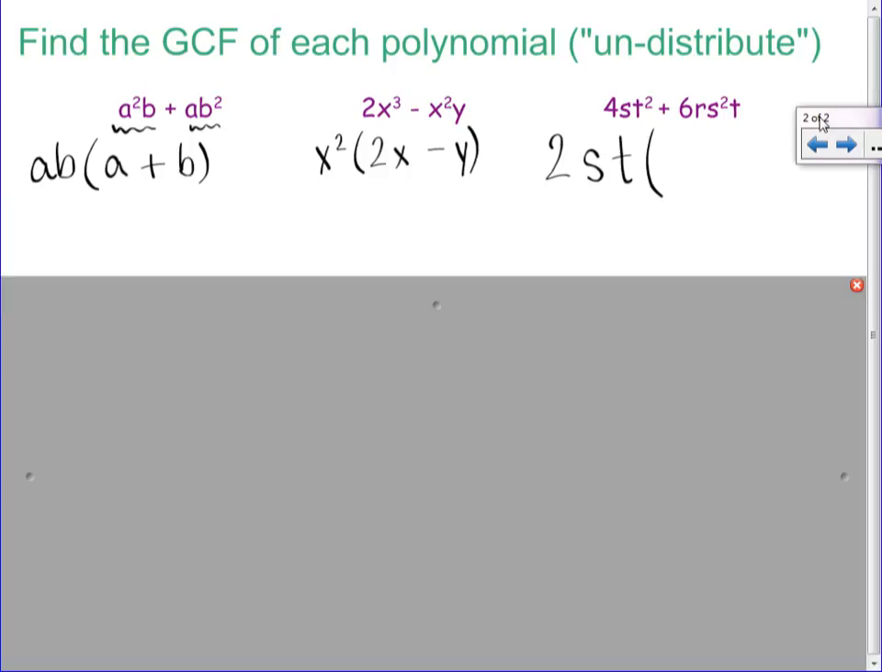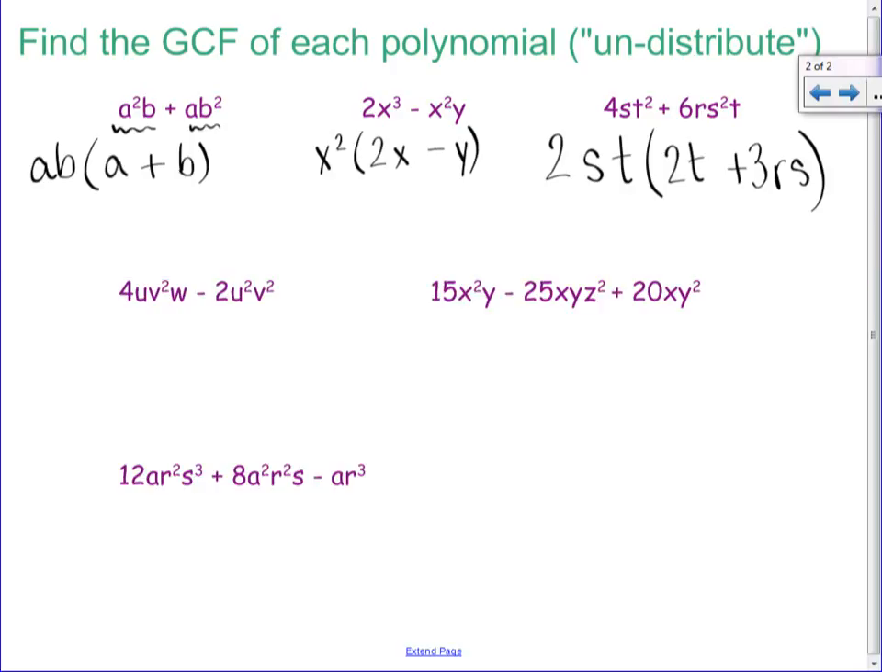If we divide those things out of the terms, we're left with a 2t on the first one. If we divide by 2 on the next one, we're left with 3r. And everything else was taken out front with that 2st. Notice these 2 terms in the parentheses have nothing in common now because we've taken all of that out.